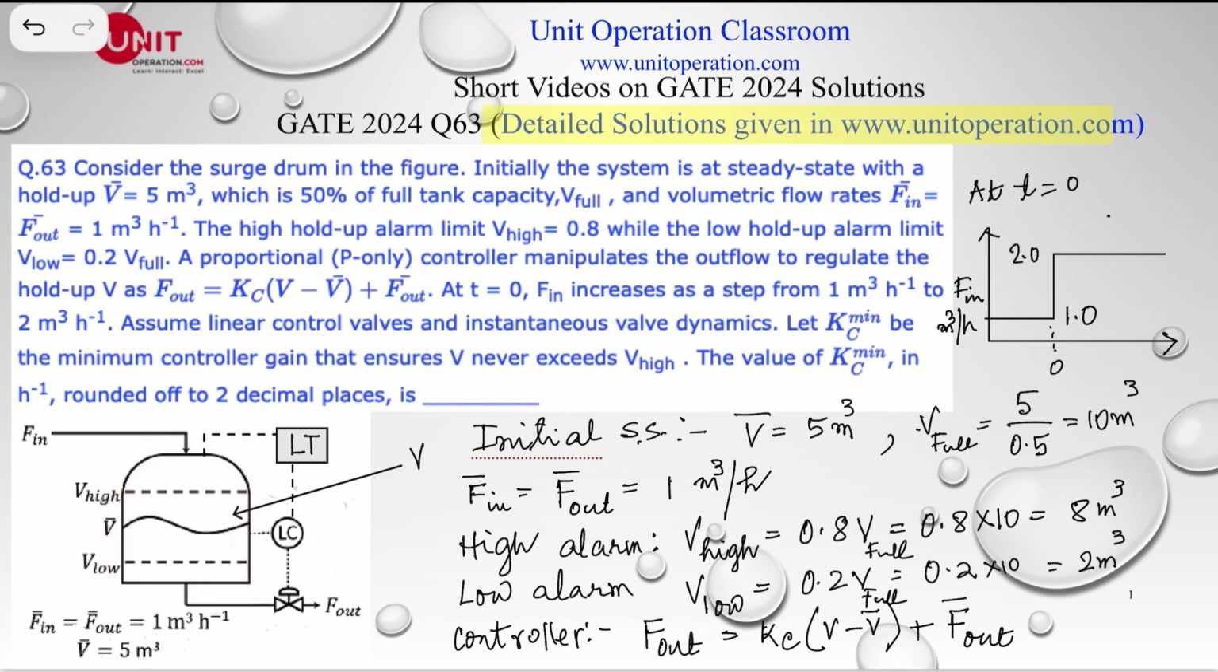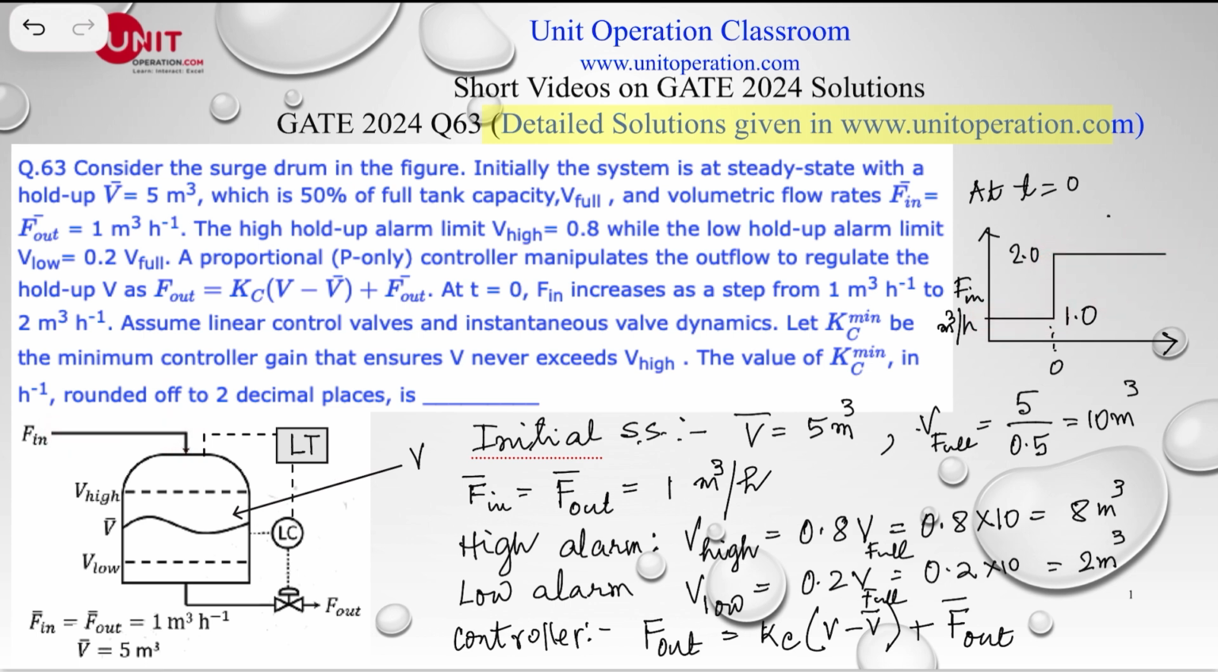Assume at time t equal to 0, F in increases from 1 meter cube per hour to 2 meter cube per hour. So this is operating at steady state at 1 meter cube per hour. Suddenly there is a step change in the input flow rate, to 2 meter cube per hour.